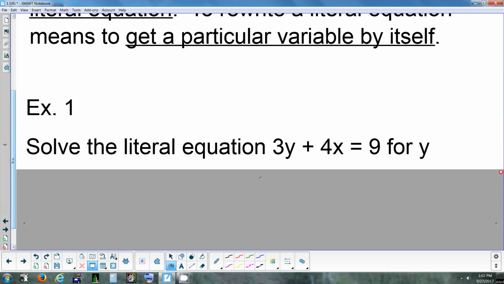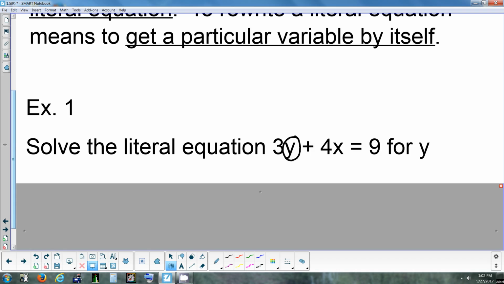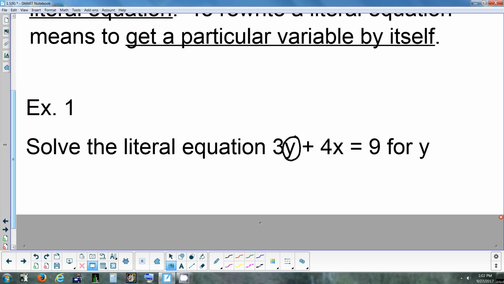First thing you have to do is look at it, read it, and see what letter they want by itself. Y. They could have said X, they could have said Y. Just make sure you read it so you know which one you're doing. You're going to get Y by itself. In order to get Y by itself, always get rid of the thing that's furthest away from the Y first. The 3, I look at that as right next to it. The 3 is right next to the Y, holding on tight. That 4x is separated a little bit, separated by a plus sign. So that's the first thing we're going to try to move.